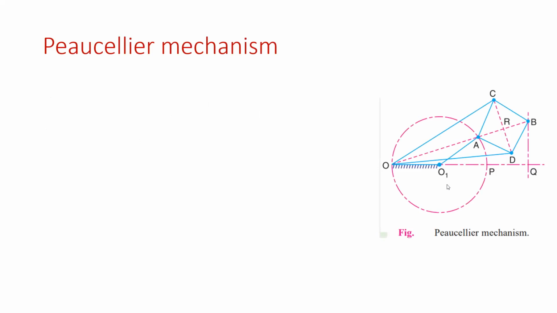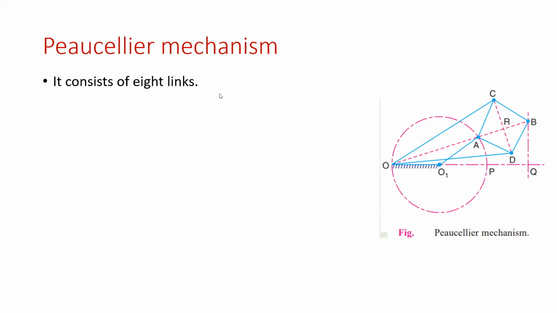See here how it consists of, how many links are there. Links are shown in blue lines, and the other lines are construction lines.